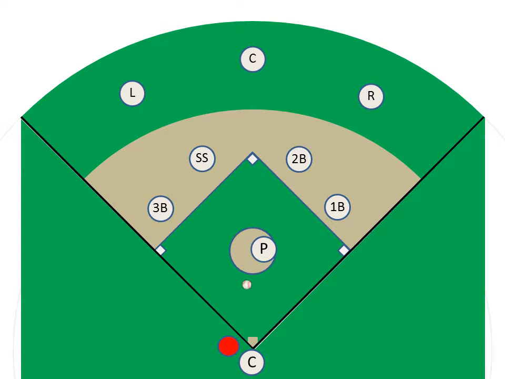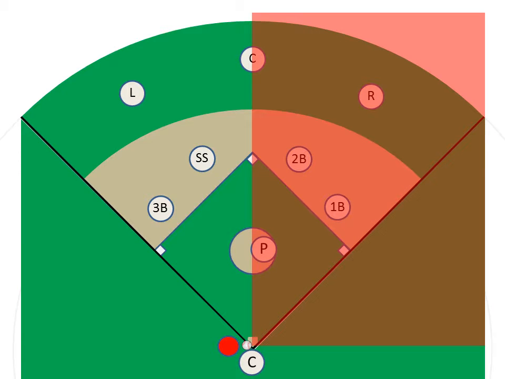So we have the pitcher throw the ball, and the batter hits the ball to the right into the infield. In this case, the second baseman will field the ball and the shortstop will cover second base.